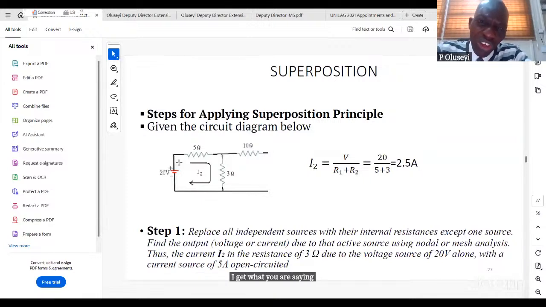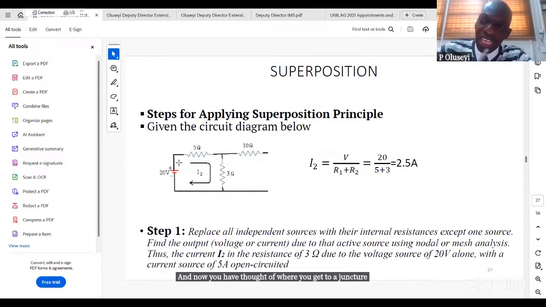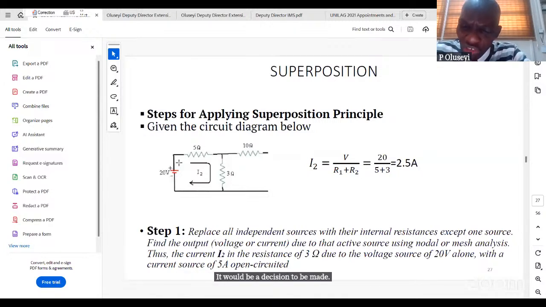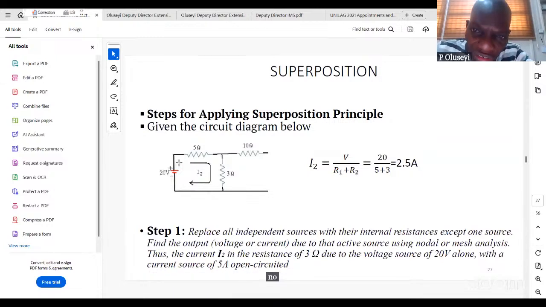So you believe that because 5 ohms is drawing the current, it's as if the same current going through 5 ohms is the same current going through 3 ohms. And you have thought that when you get to a junction, a decision will be made that some current will flow through each of them, no matter how small. So I understand quite well your thought process. I totally understand it. But because of the open circuit that we have here, no current will flow through that place. Our principle has taken care of that.